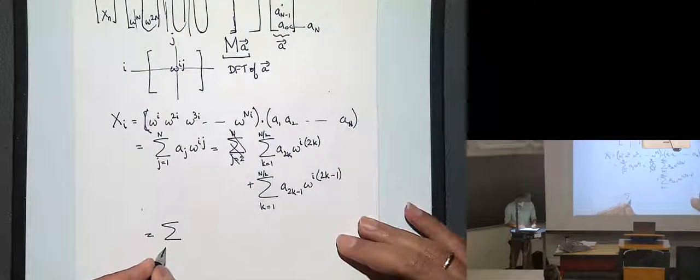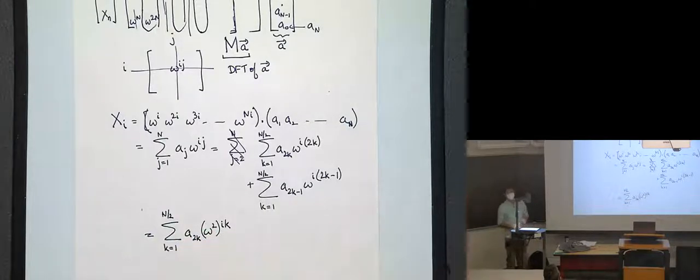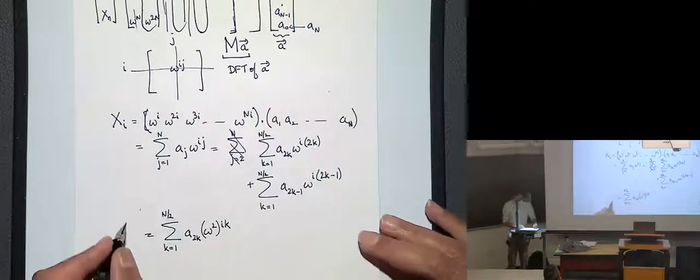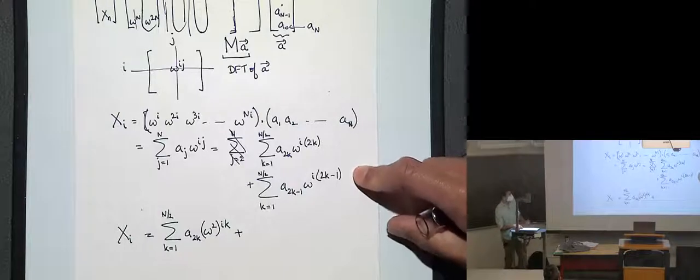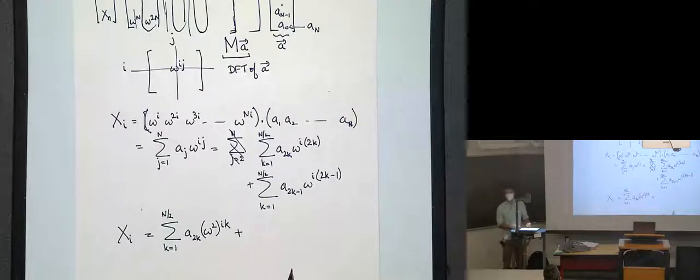So the first quantity is the sum for k equal to 1 to n over 2 of a_2k times omega squared to the ik. If you look at this, and you think about varying i and varying k, this looks like the DFT of the even part of A. I'll make this clear. And in the second part, omega to the minus i is a constant with respect to the sum, so I can just pull this thing out.